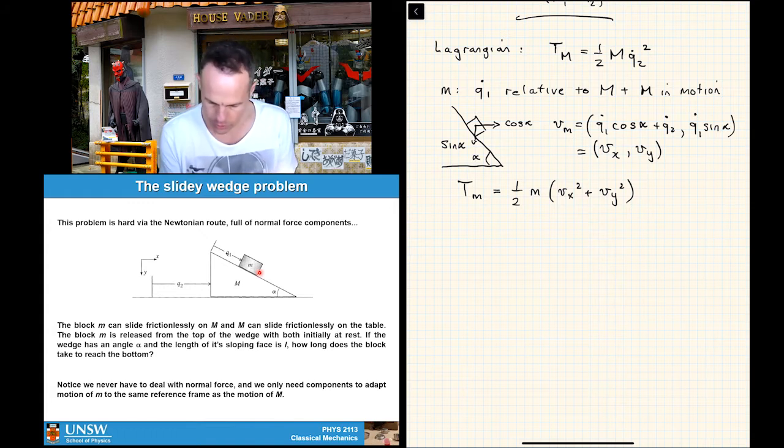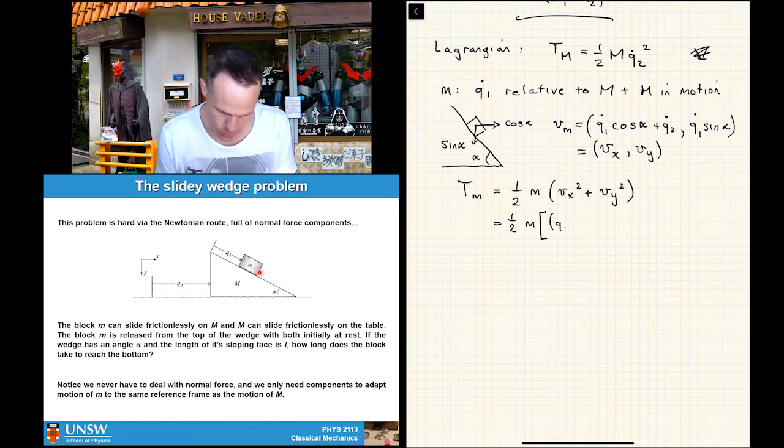If I wanted a velocity for the big block, I could call it big V, for example, but then I might get confused with potential energy. One of these tricky things with variables: don't introduce them unless you need them, because otherwise you can get yourself into trouble. Okay, so it's a half m.